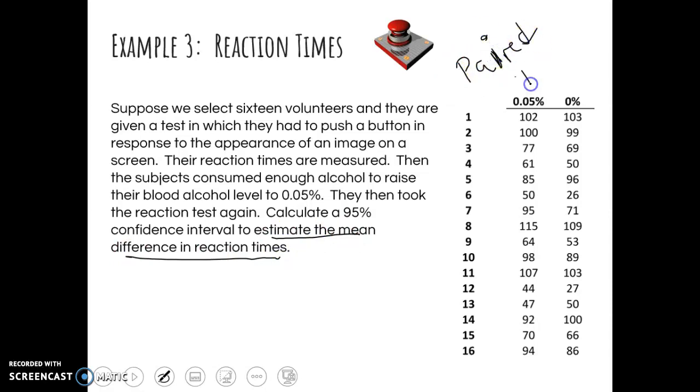So we're doing a t interval. So L1, L2, and then remember L1 minus L2 for L3, and then run your t interval. So pause the video and come back to see if you got it.